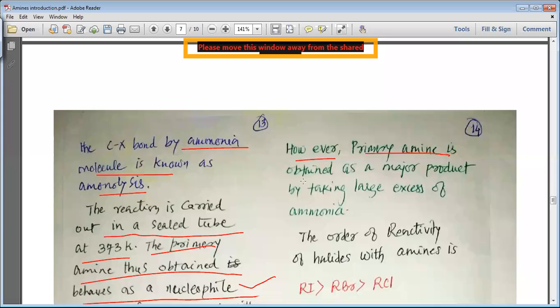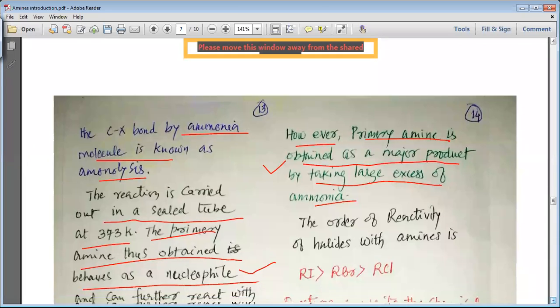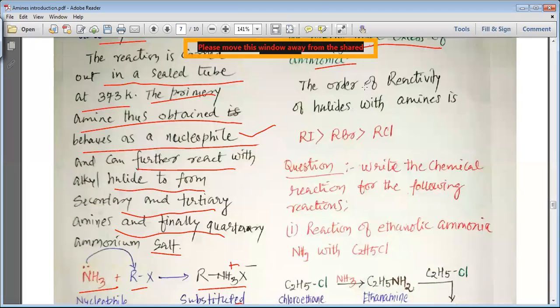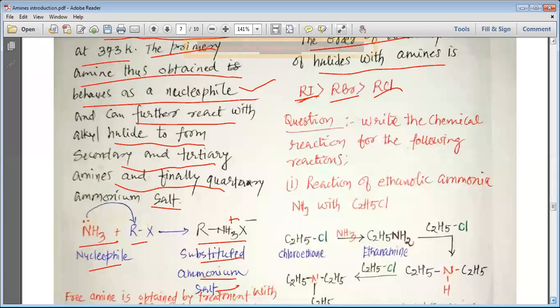However, primary amine is obtained as the major product by taking a large excess of ammonia. But still, that is why it is not preferred, because it gives us a mixture of amines which is difficult to separate. But you need to understand that the major product that we get is the primary amine. The order of reactivity of halides for ammonolysis is: alkyl iodide is the most reactive among all the alkyl halides, then alkyl bromide, and then alkyl chlorides. My dear students, alkyl fluorides are not used for the ammonolysis process.